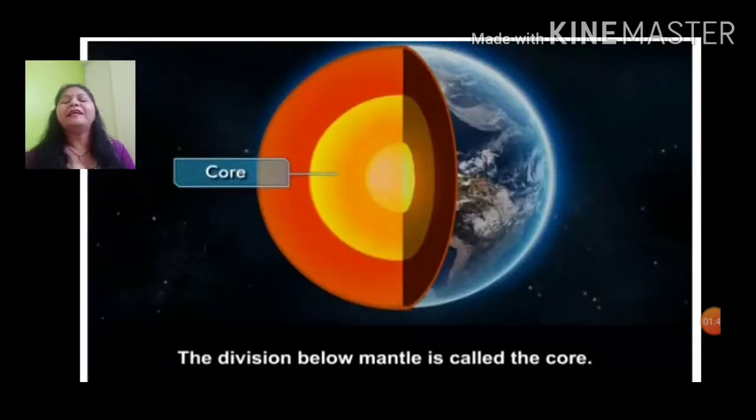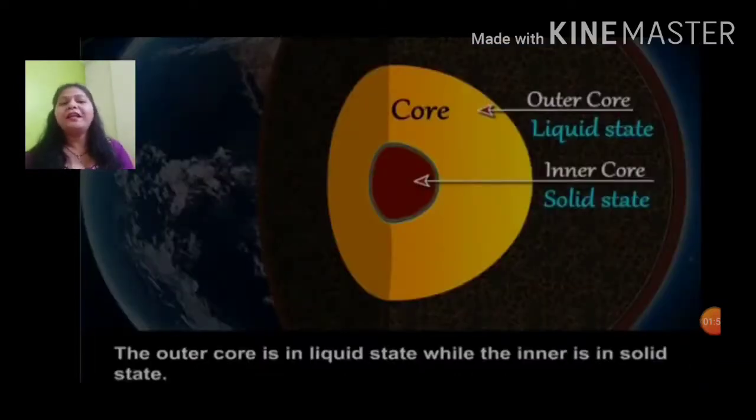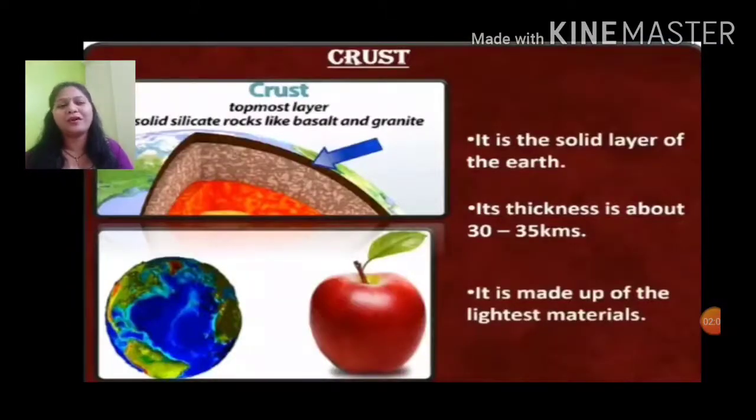Okay. Now let us see the third division. The division which is below the mantle is called the core. Now the core is further divided into the outer core as well as the inner core. The outer core is always in a liquid state, while the inner core is in a solid state.